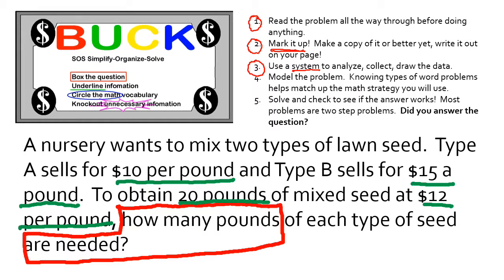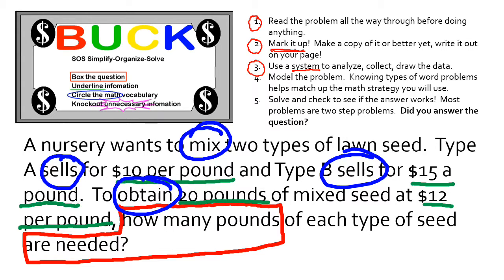Go through and circle any type of math vocabulary. That's going to be some sort of verb, or some sort of math concept. Right here we have a verb, mix. That tells me a little bit. Selling gives me what the end result is. What are we going to do with this mix? I'm going to obtain. Also, here's mix again. And I also need to have each type of seed. So I need to know something about each type of seed.